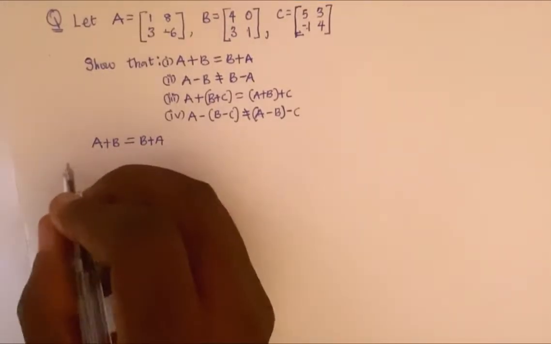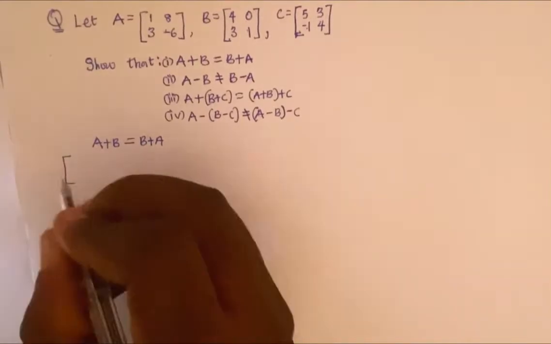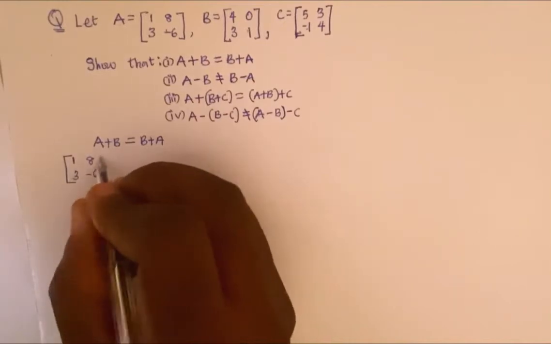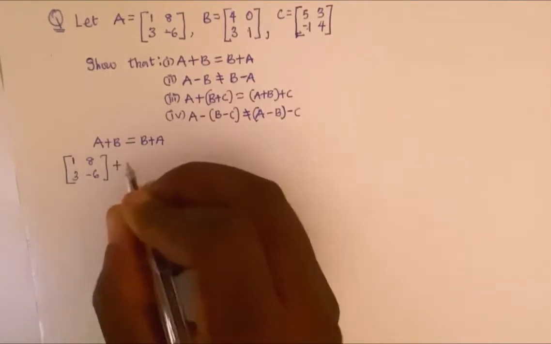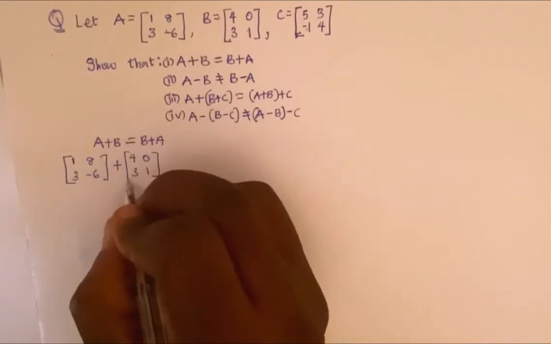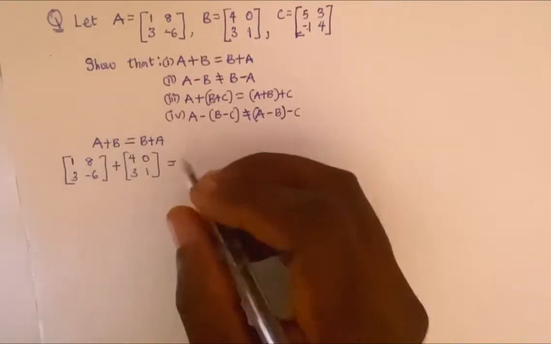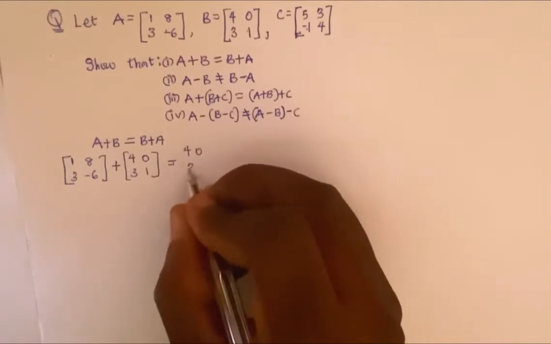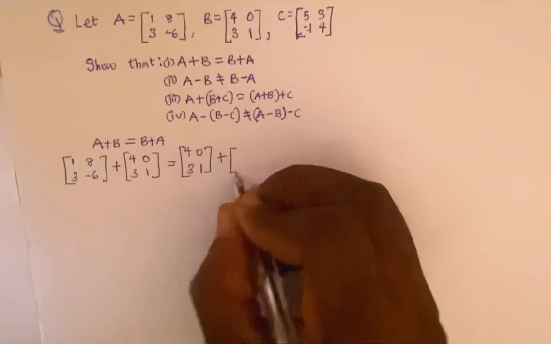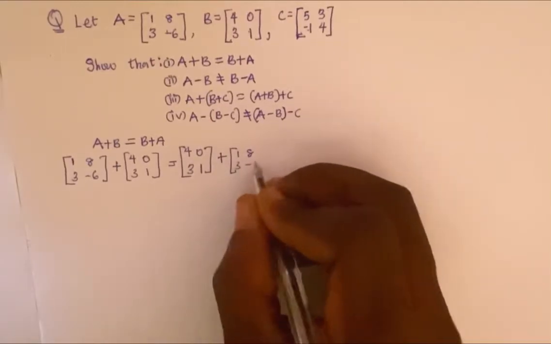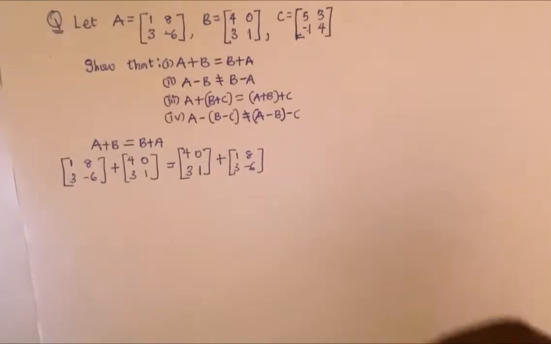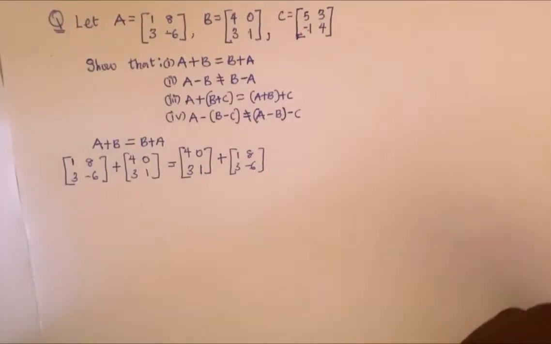Where is my matrix A? Matrix A is 1, 3, 8, and minus 6, then plus matrix B, which is 4, 0, 3, and 1. I'm asked to show that this is equal to B plus A, which is 4, 0, 3, and 1, plus 1, 8, 3, and minus 6. This is what I'm actually asked to show. So let's see if this is going to be equal.